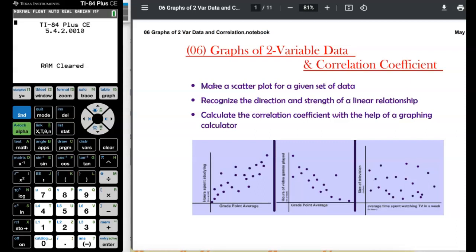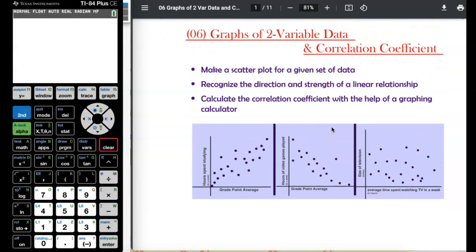And in this lesson, we're going to be looking at graphs of two variable data as well as the correlation coefficient. I'm doing this one a little bit different than the other ones because I really want to show you the calculator work on this, and I want to make sure that you understand how to type this stuff in. There's not much I need to write on this particular lesson. A lot of this stuff is just to discuss and to type into the calculator.